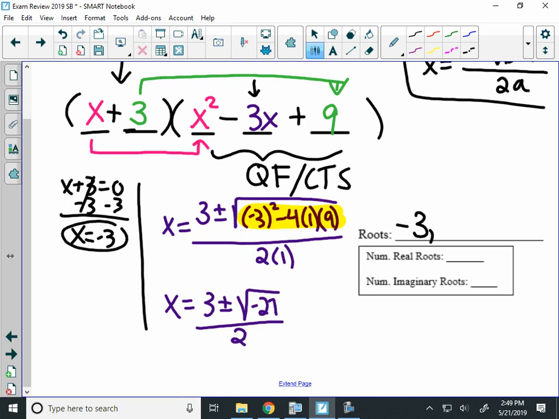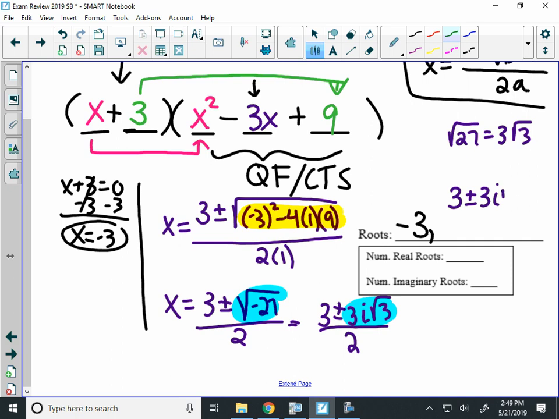Now you need to simplify and break down that square root. Square root of -27, it has a negative, so it's going to have an i in my answer. 9 goes into 27. Radical 27 is equal to 3 radical 3. So it would be 3i radical 3 over 2. And that does not simplify anymore because the 3's and the 2's cannot cancel. So your other two roots here are those, and those are imaginary. So this problem has one real root, -3, so it only crosses the x-axis one time, and it has two imaginary roots.